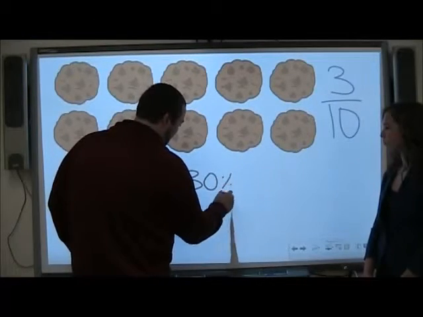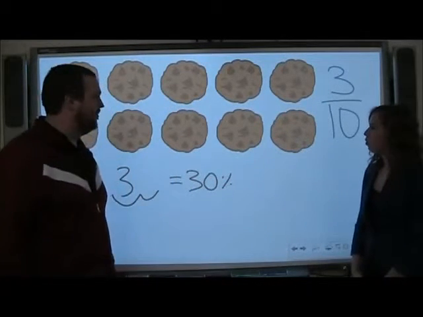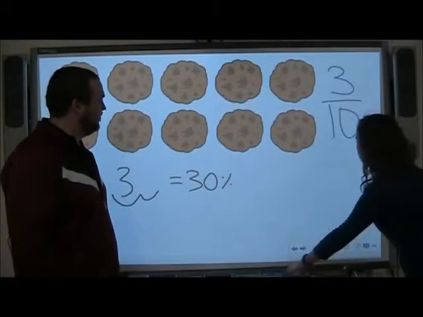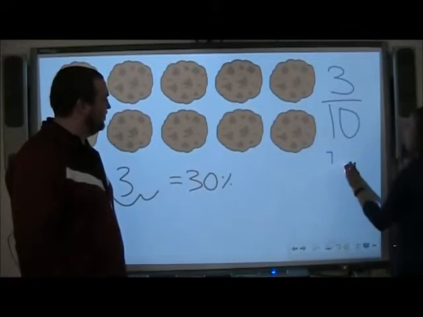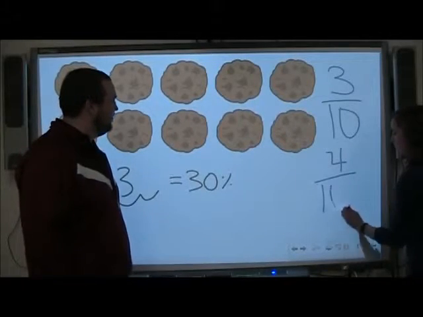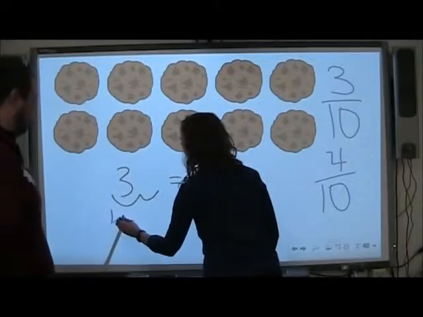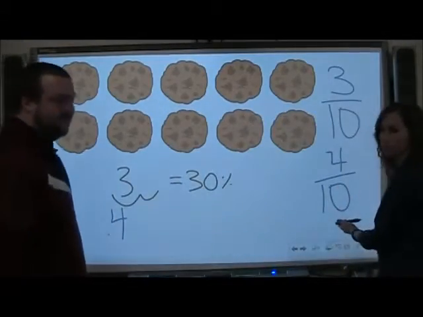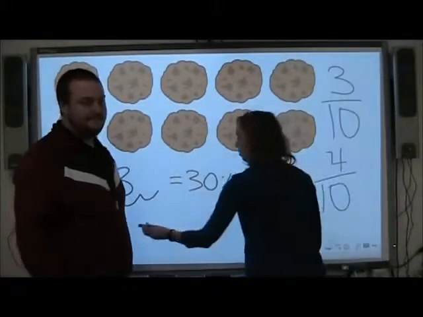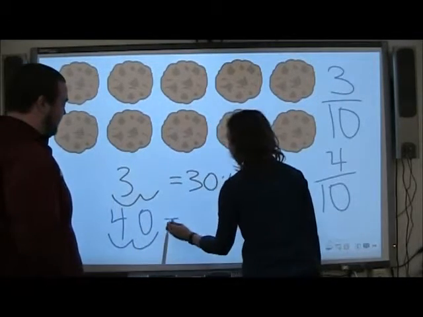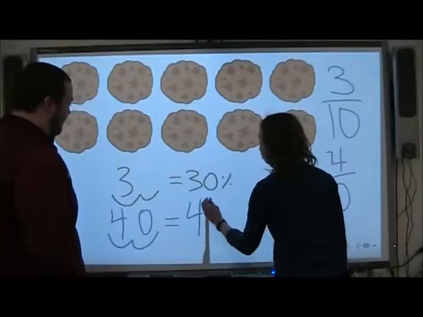30% of the cookies. Wow, so if you ate 30% of the cookies, what if I also ate, I don't know, 4/10 of the cookies? So I would take my 0.4, because I know that 4/10 becomes 0.4 as a decimal. I move the decimal place 2 places to the right, and that will equal 40%.